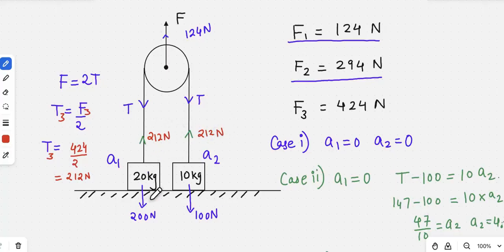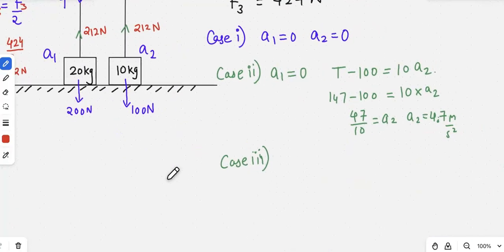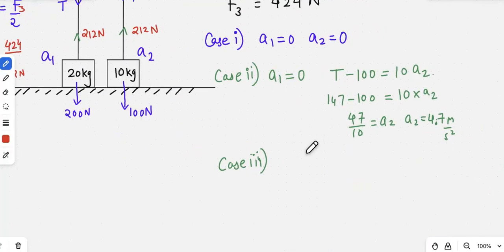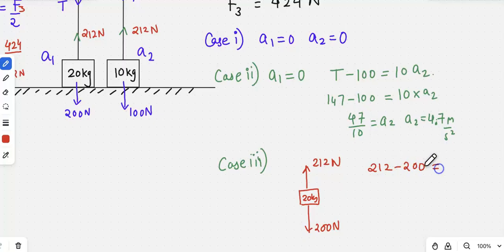Now 212 is greater than 200 and 100 as well. That means both the blocks will start moving upwards with certain accelerations. So let's find out those accelerations. For the 20 kg block, the upward force is 212 Newton and the downward force is 200 Newton. So the net force is 212 minus 200 is equal to MA, that is 20 times A1. So 12 divided by 20 is equal to A1. So A1 will be 0.6 meter per second square.